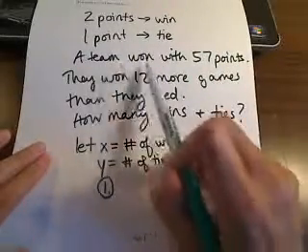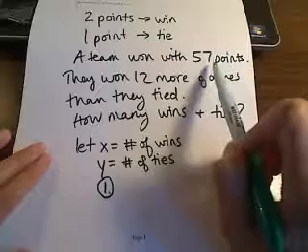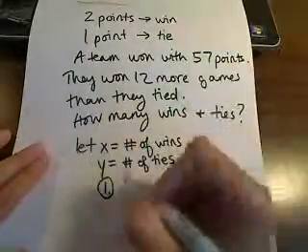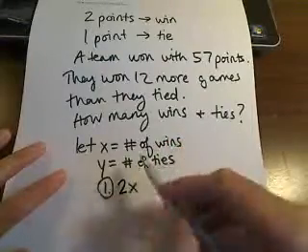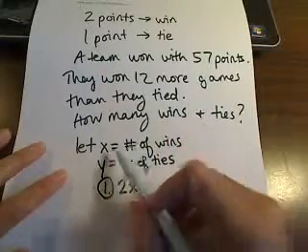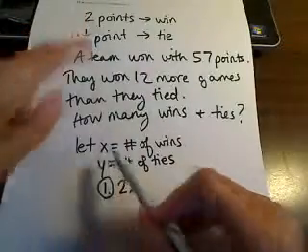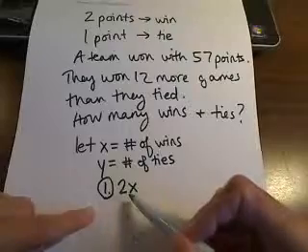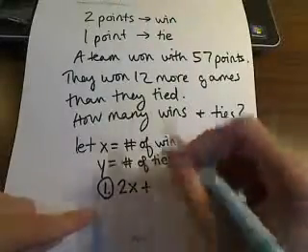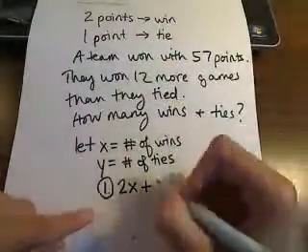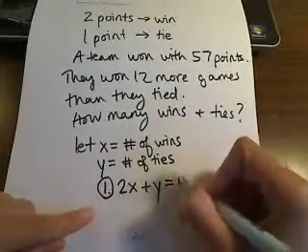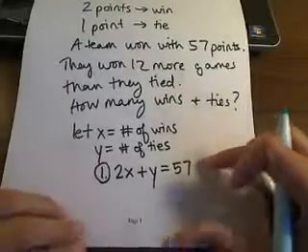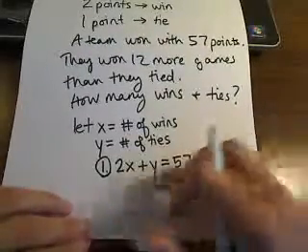All right, so then I'm going to go back and take a look here. This first sentence says a team won with 57 points. So if they get 2 points for winning and 1 point for tying, then 2 times x, since x is the number of wins, every time they win they're getting 2 points. So 2 times x tells me how many points are coming from winning. And then I take 1 point for every time they tie, and I know that has to equal 57 because that's how many points they had at the end of the season. Okay, so that's one equation.